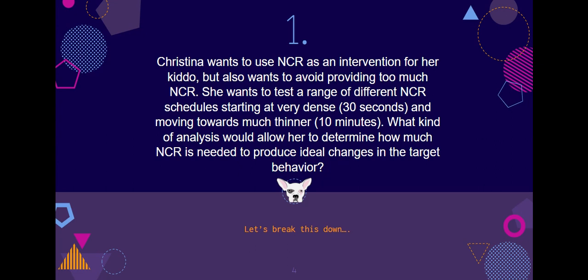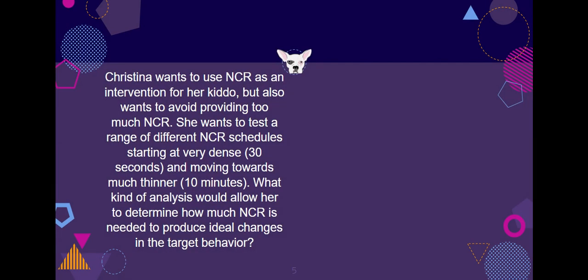Let's start by looking at an example question from the taste test. Here we go. Now we're going to break it down. First, read the whole question. Christina wants to use NCR as an intervention for her kiddo, but also wants to avoid providing too much NCR. She wants to test a range of different NCR schedules, starting at very dense and moving towards much thinner. What kind of analysis would allow her to determine how much NCR is needed to produce ideal changes in the target behavior?